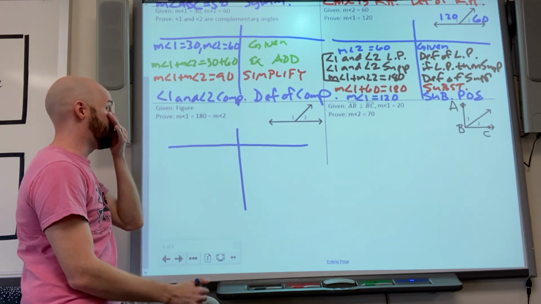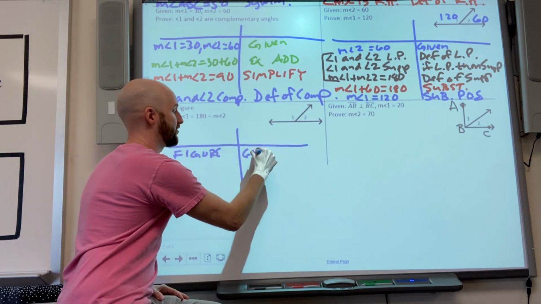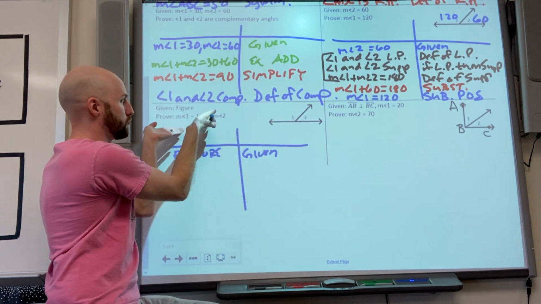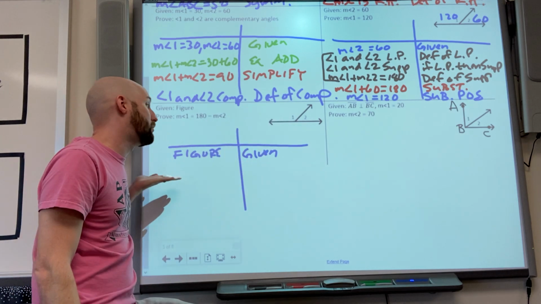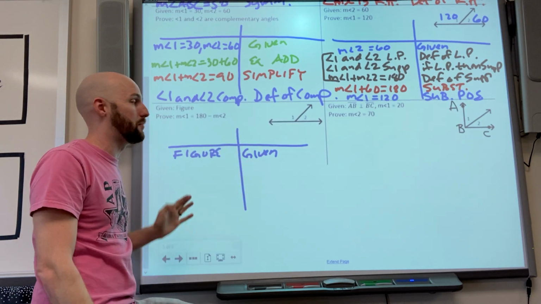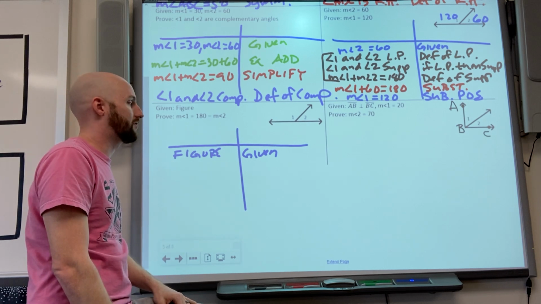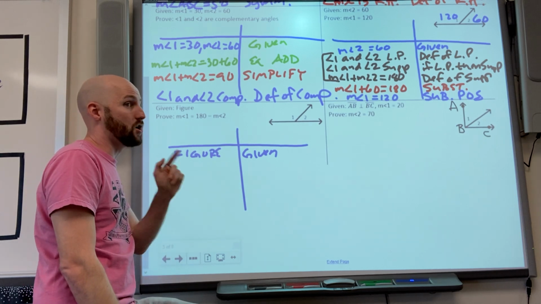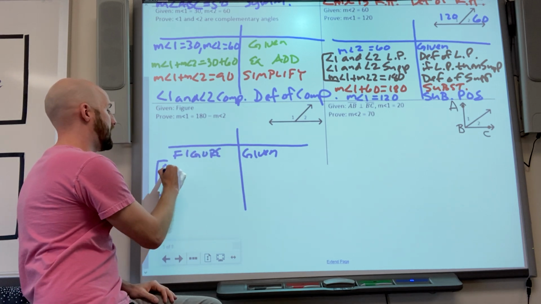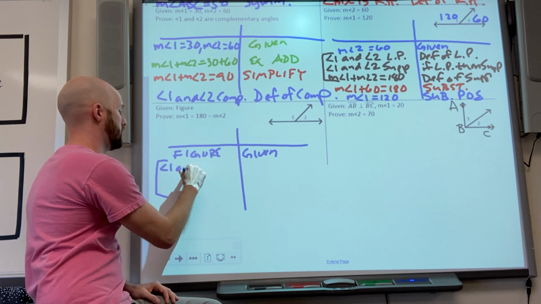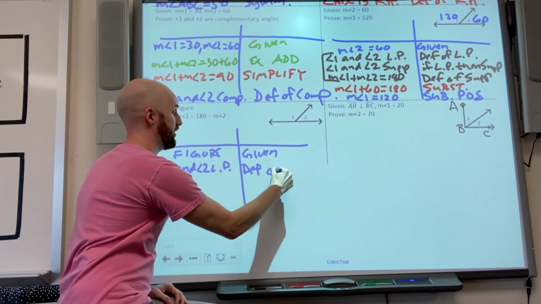It says given the figure, so I'm just going to write figure and given. Sometimes they just say, here's the picture, prove this, and it means all the information's in the picture, which means I have to be able to say what I see to somebody, because right now, if I'm trying to prove something, somebody has no idea what's even happening. So I'm like, okay, guys, I notice over there, I see a linear pair. Here's that 3 block, I see that there's an angle 1 and an angle 2, and I see that those are linear pairs because it's definitional linear pair.